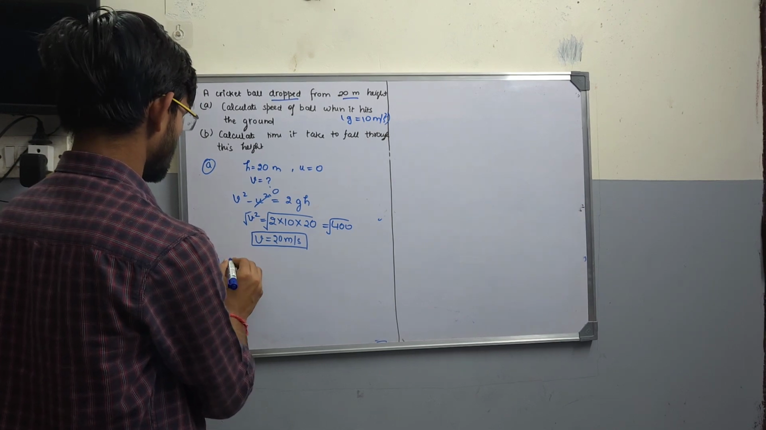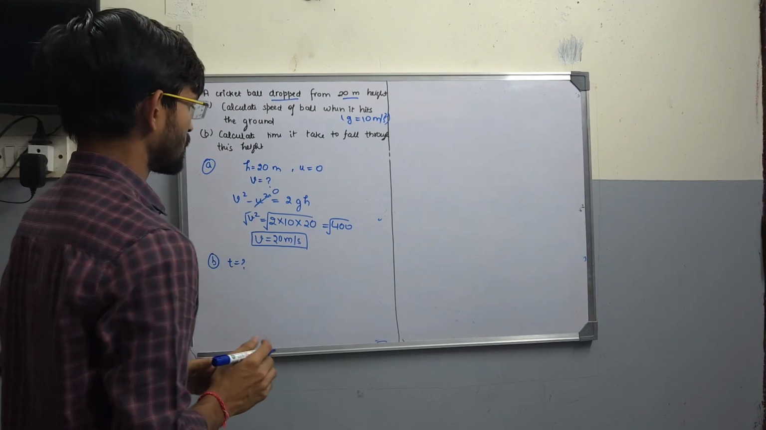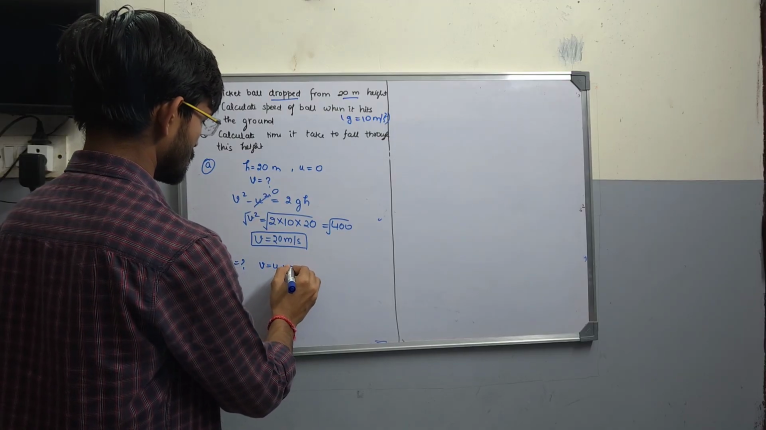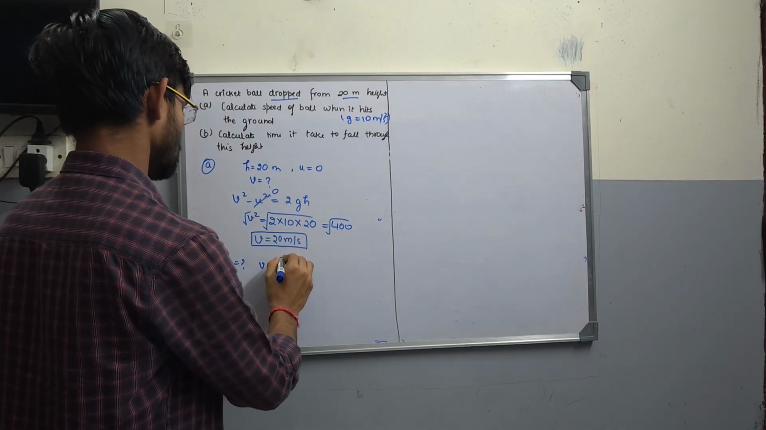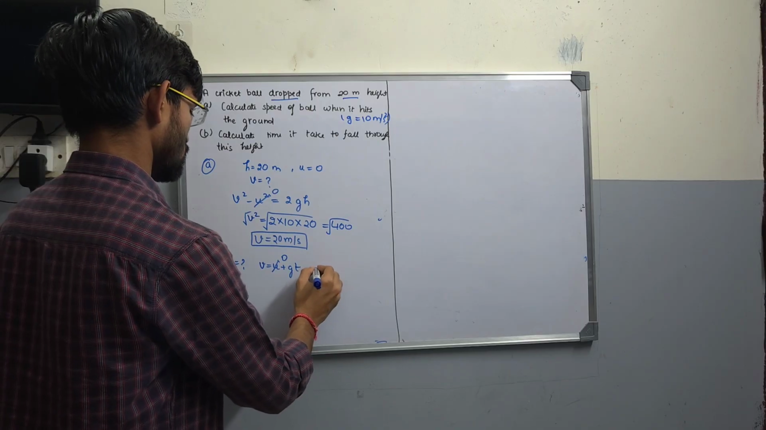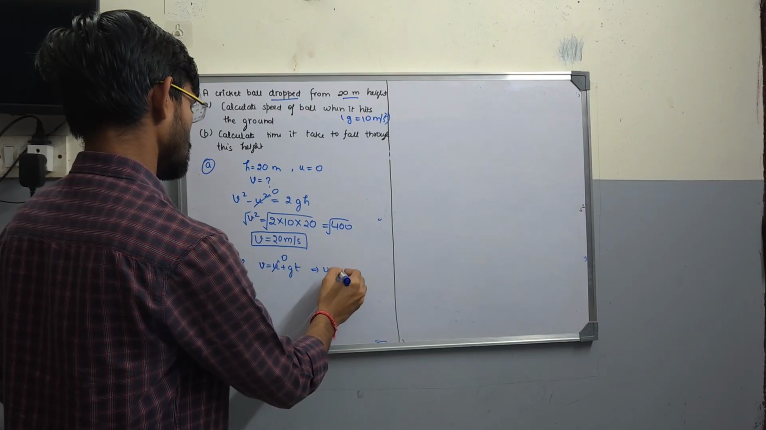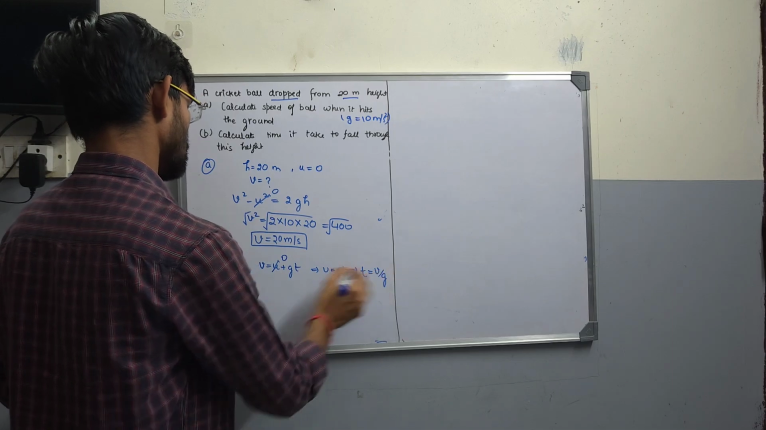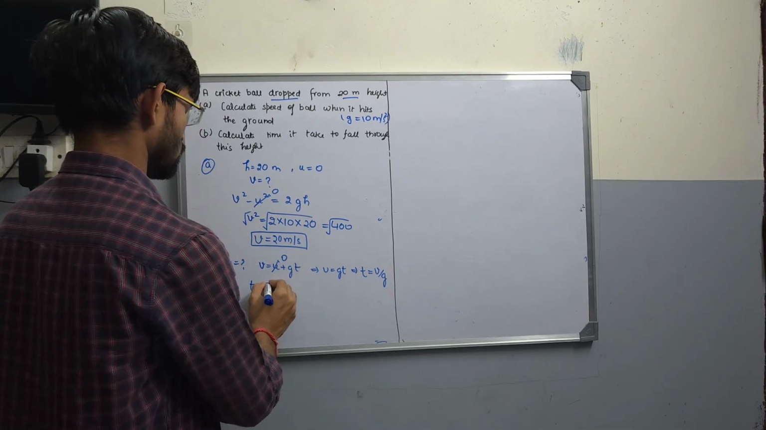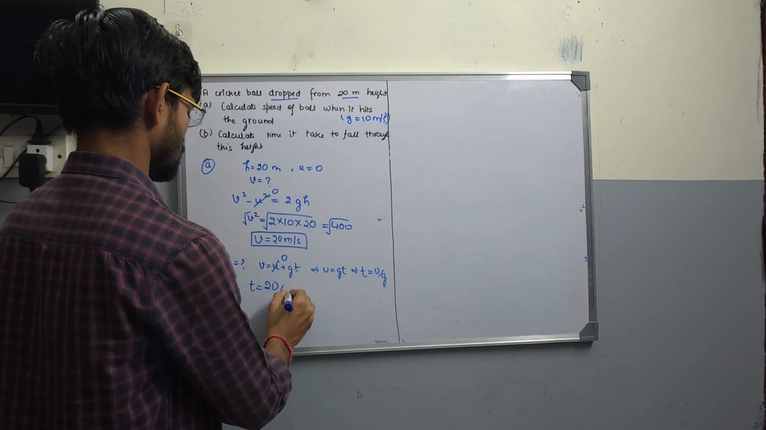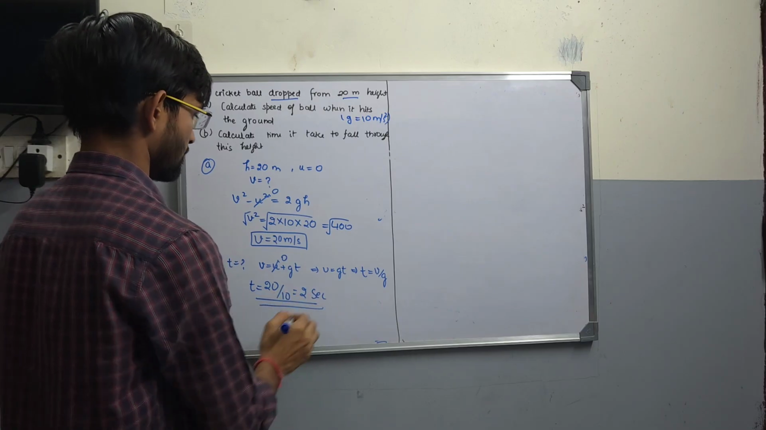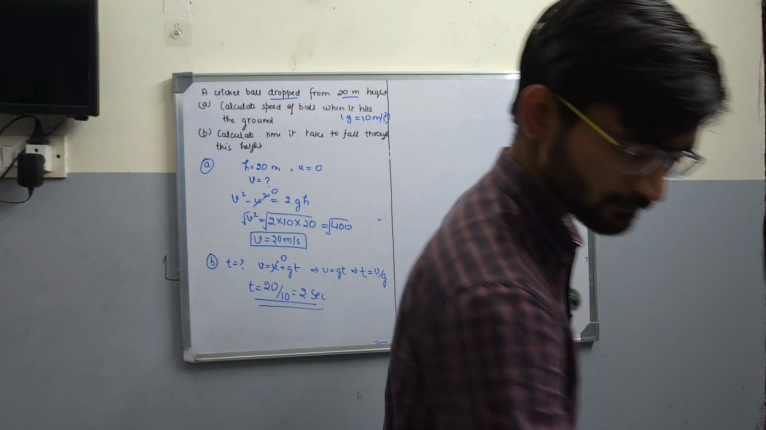We have to find time. To calculate time, we can use the first equation of motion. v equals u plus gt. u is 0. So v equals gt and t equals v by g. v is 20, g is 10, time equals 2 seconds. Next question.